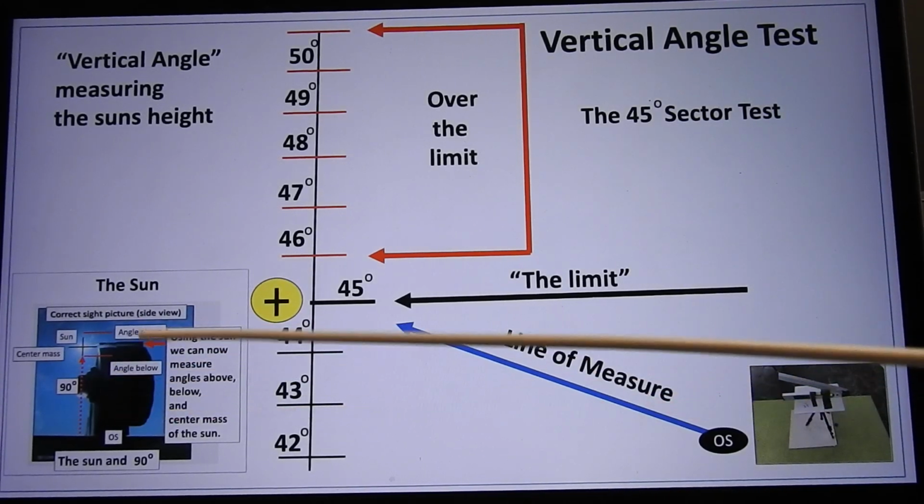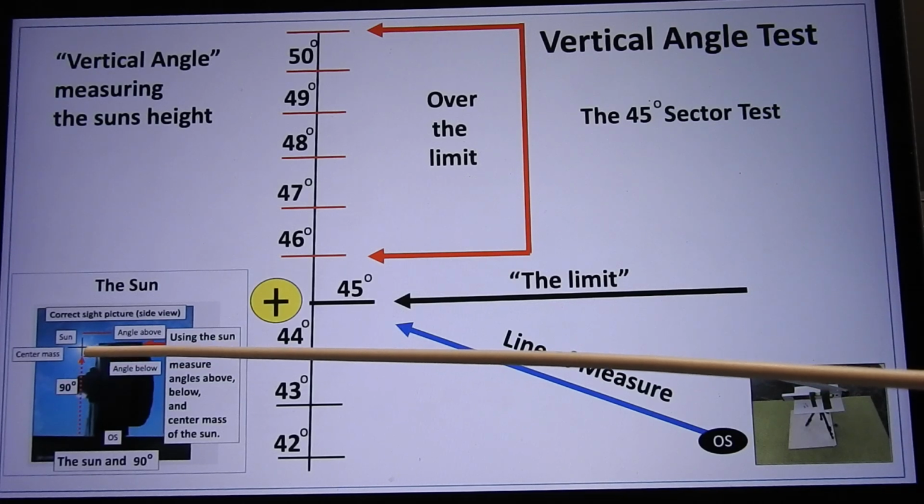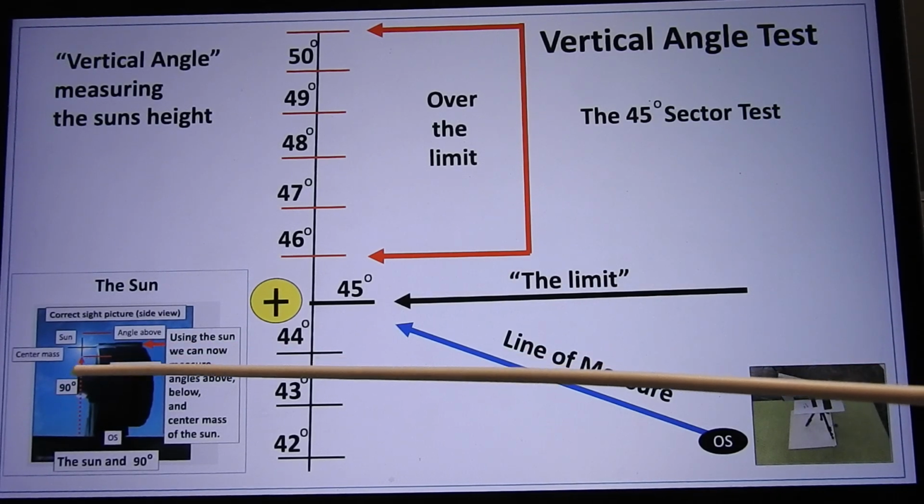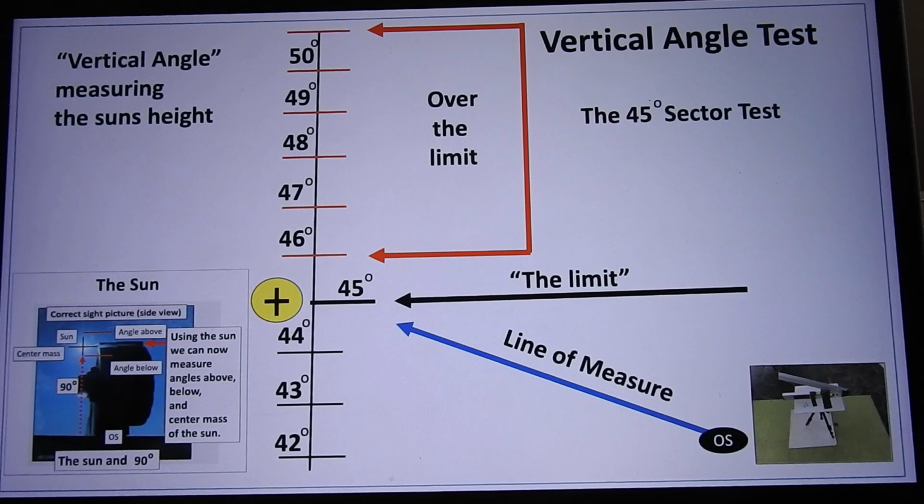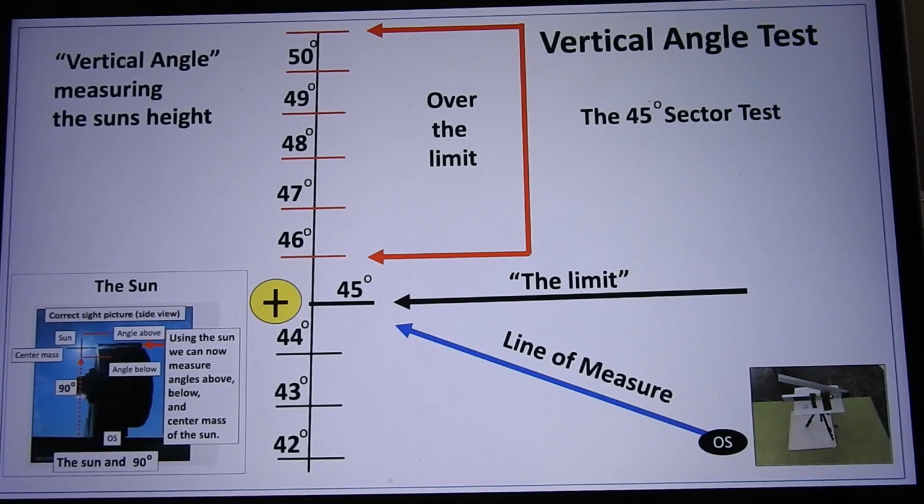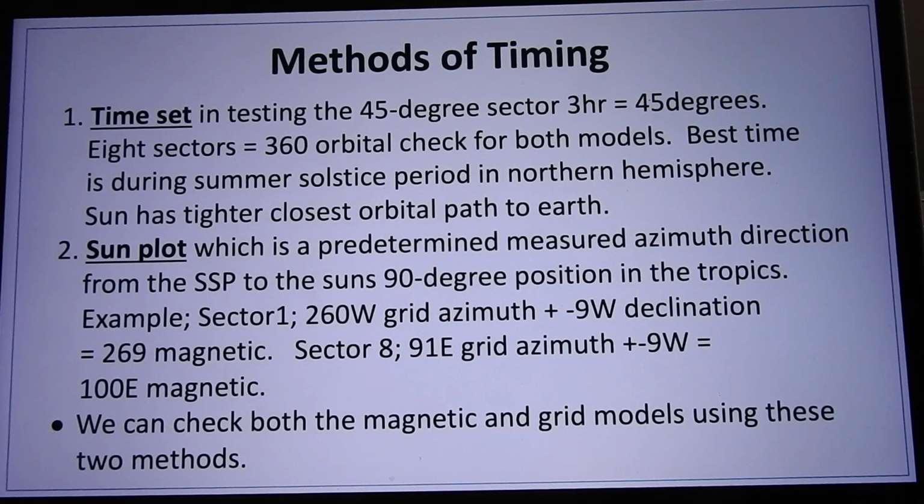And again, what we're physically seeing here, as is shown in this photograph, a line of measure directly center mass of the sun. You have angles above center mass and angles below center mass. Really critical what we physically see, what we can physically measure. Real important. Two methods of timing, and this is a slide I had to correct because I had sunplot incorrect, one of the measurements. Time set in testing 45 degrees sector is 3 hours equals 45 degrees. In other words, the sun moves 45 degrees in 3 hours over the flat Earth and the globe model. 3 times 8 equals 24. 8 times 45 being 360 degree orbital check for both models.